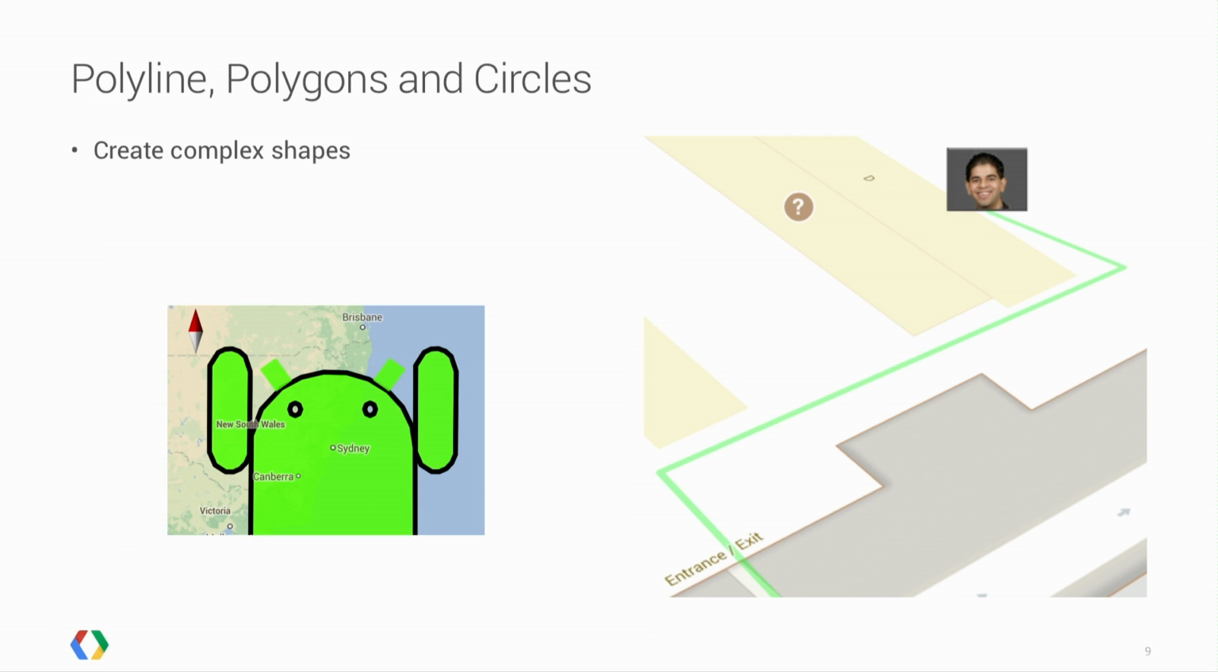Exactly. So we also have circles, which are a special case of polygon, where each point is an equal distance from the center. So you just specify a center and a radius. But remember that this radius is specified in meters. So this is a feature on the surface of the Earth. It's not specified in screen space.